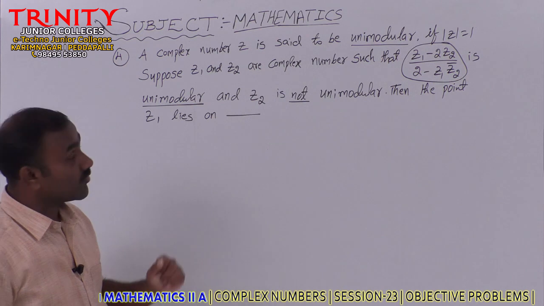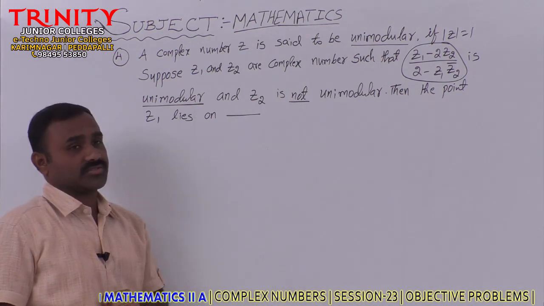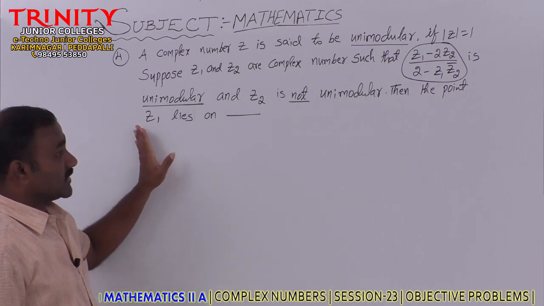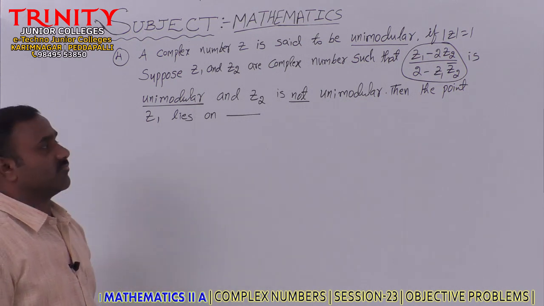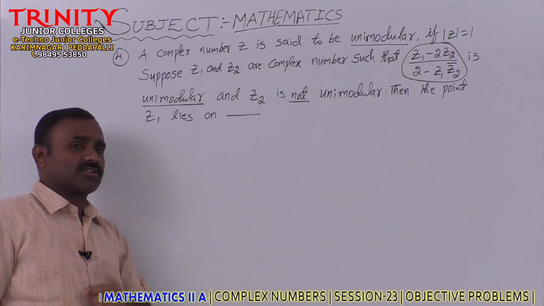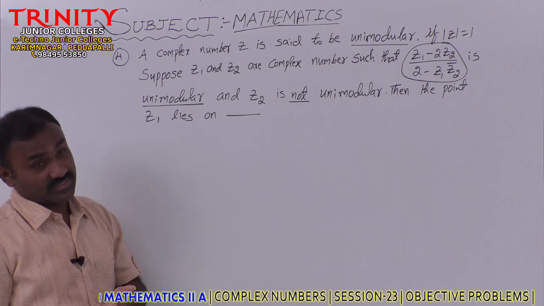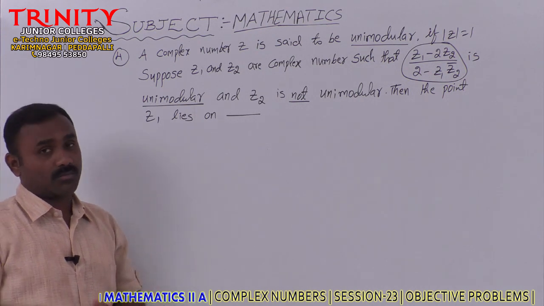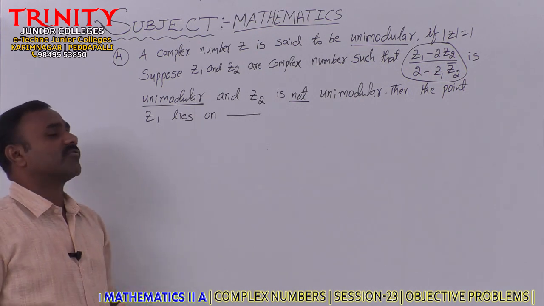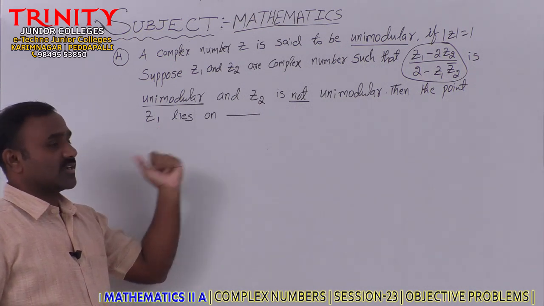Means he was asking what is the locus of the point z1 by using these conditions. Is it a straight line, or a pair of straight lines, or a pair of perpendicular lines, or a circle, or a parabola? Which type of curve is represented by the point z1, he was asking.